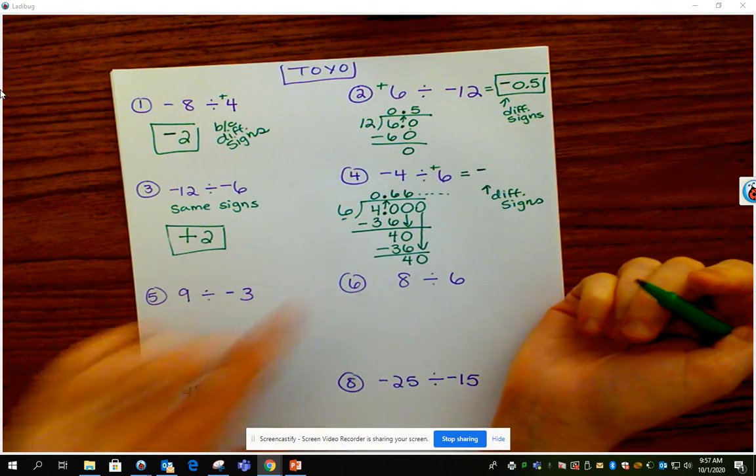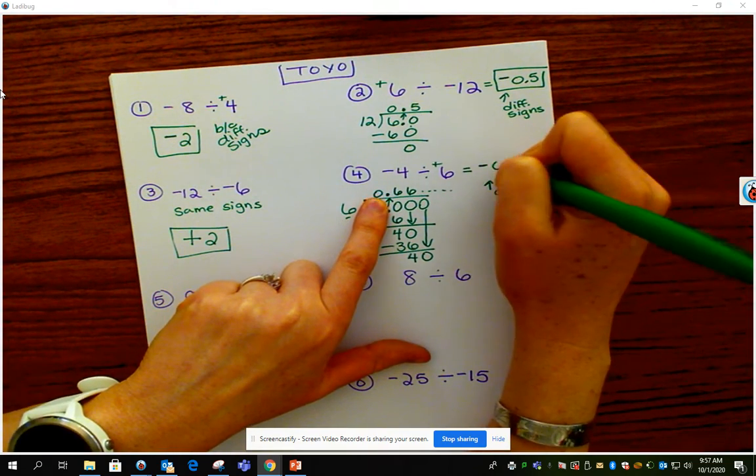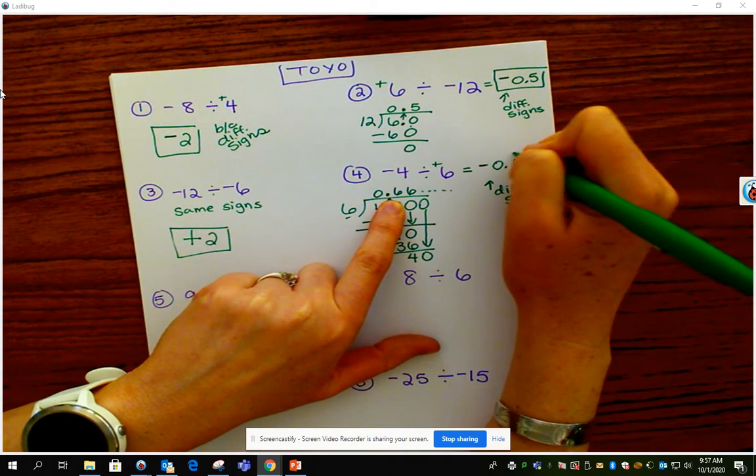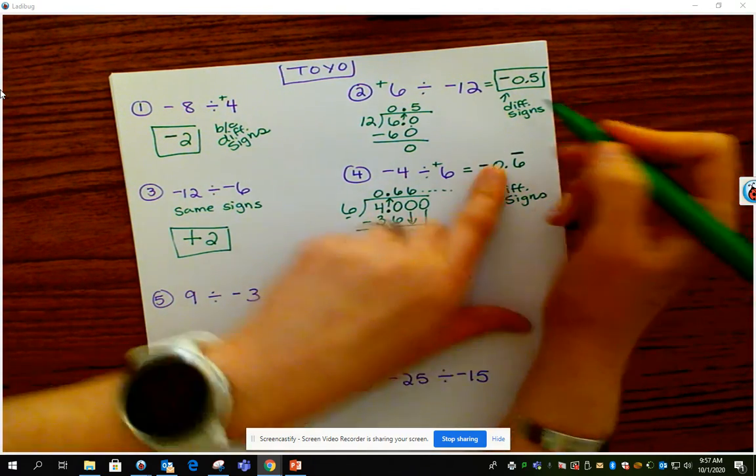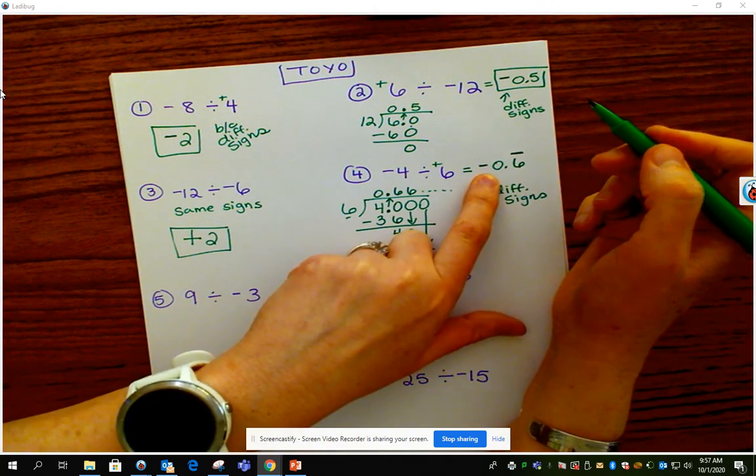And the way I would notate this is 0.6, and I'm going to put the bar on the top to show that that 6 repeats. And notice it's still negative because of different signs.